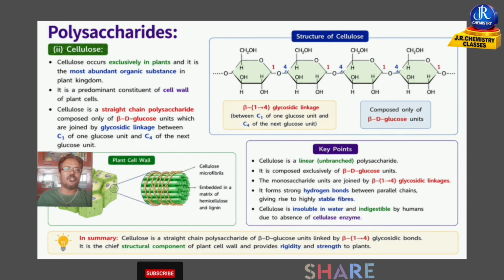Cellulose is a straight chain polysaccharide composed only of beta-D-glucose units which are joined by glycosidic linkage between C1 of one glucose unit and C4 of the next glucose unit.